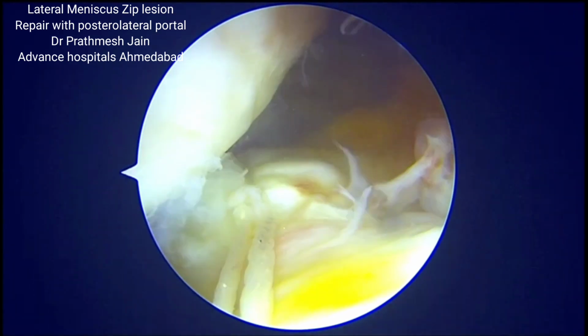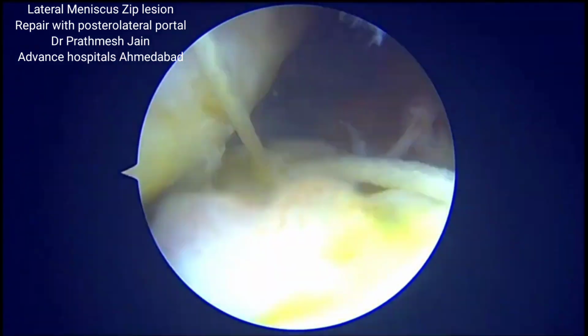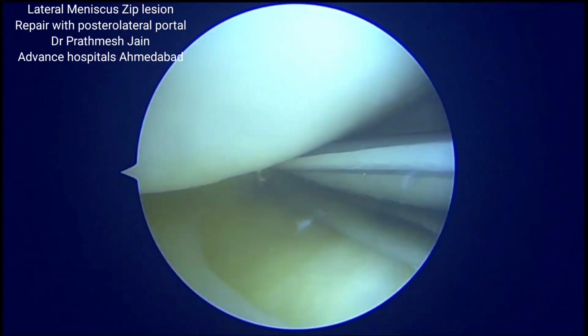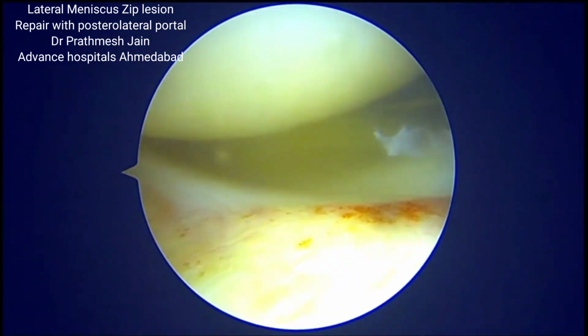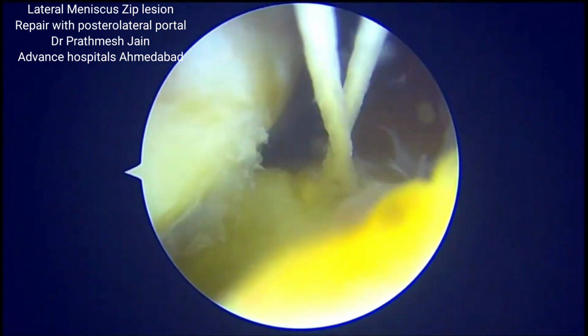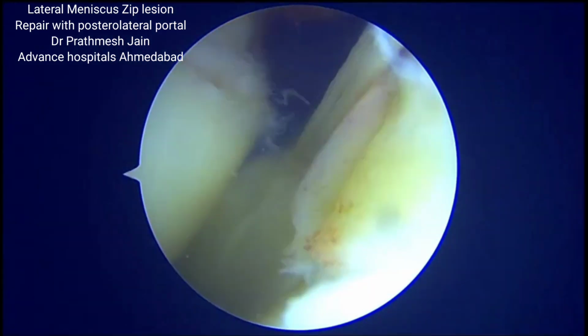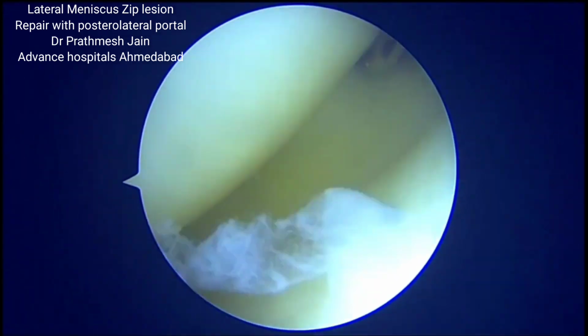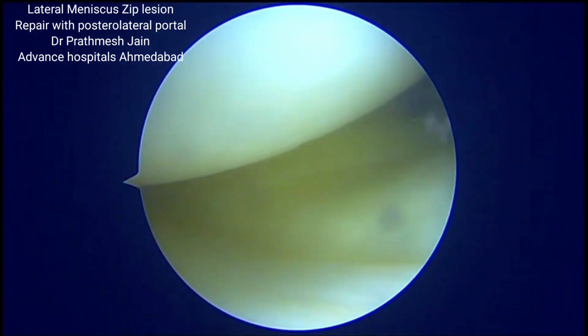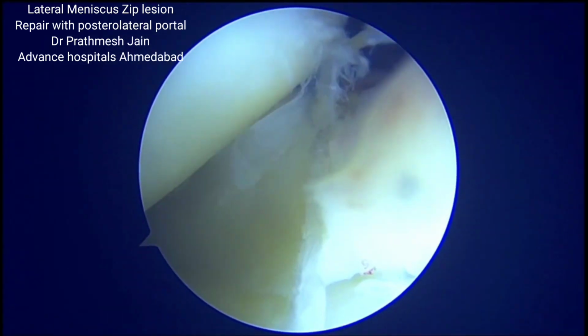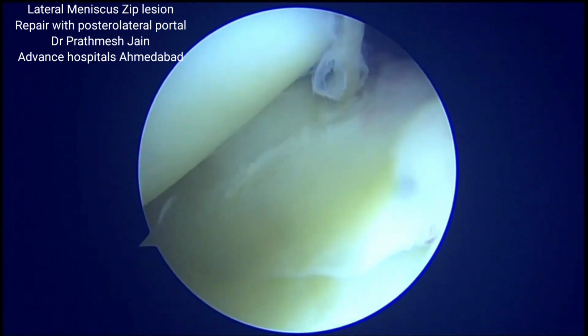lesion is a preferred technique, and I would recommend this technique over implant based inside repair because it will go into the capsule on the posterior side. Here the knot and everything is tied while visualizing it from the joint itself. So hence I would recommend this technique for a zip lesion of the lateral meniscus.